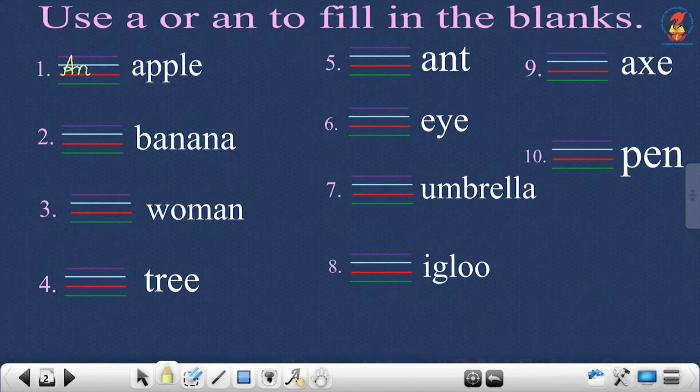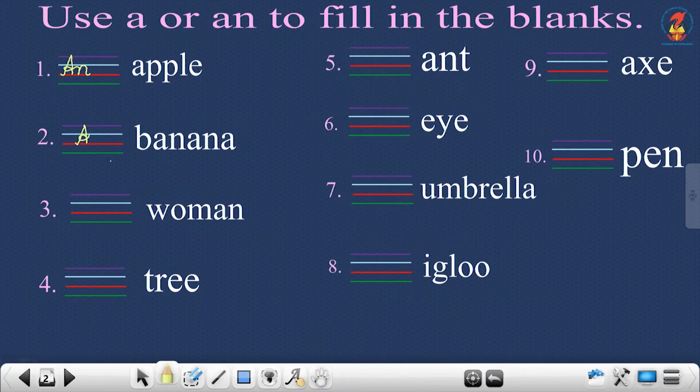Banana. B. What's the sound? It's a consonant sound. So, what are we going to write? A or an? Yes, a banana. We are going to write a banana.